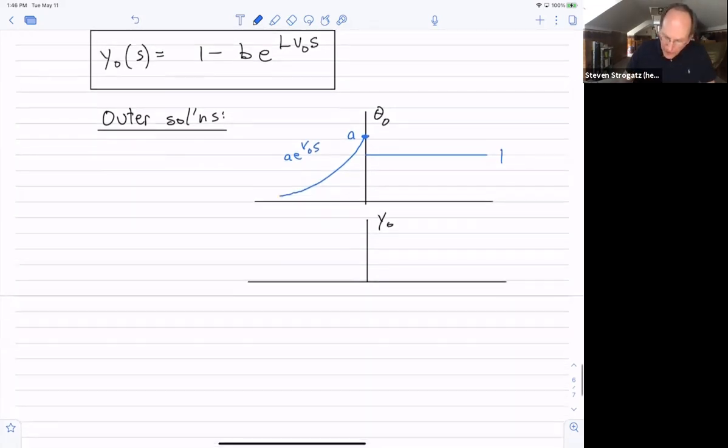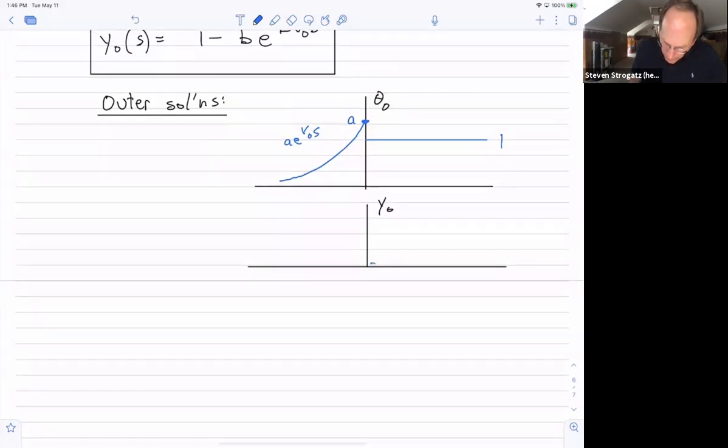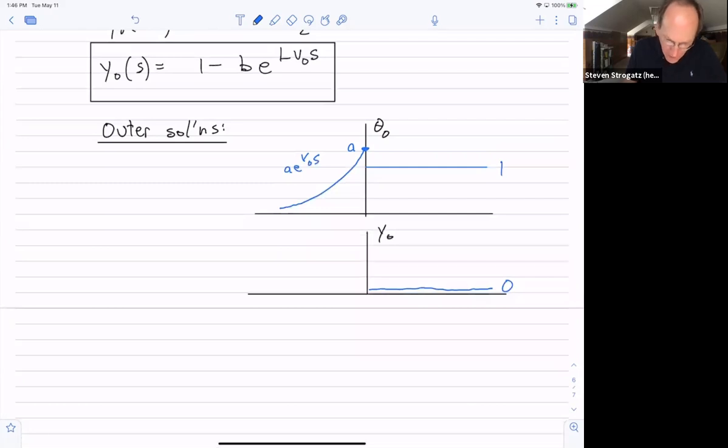And on the right, the y zero was just zero. Well, barely visible. Let me move that up. All right, so that's supposed to be zero. And then it's doing one minus B times this expression up here. That looks like so. It's exponentially asymptoting to some level of one out here, and it hits this axis at one minus B, whereas that other one hits at A.